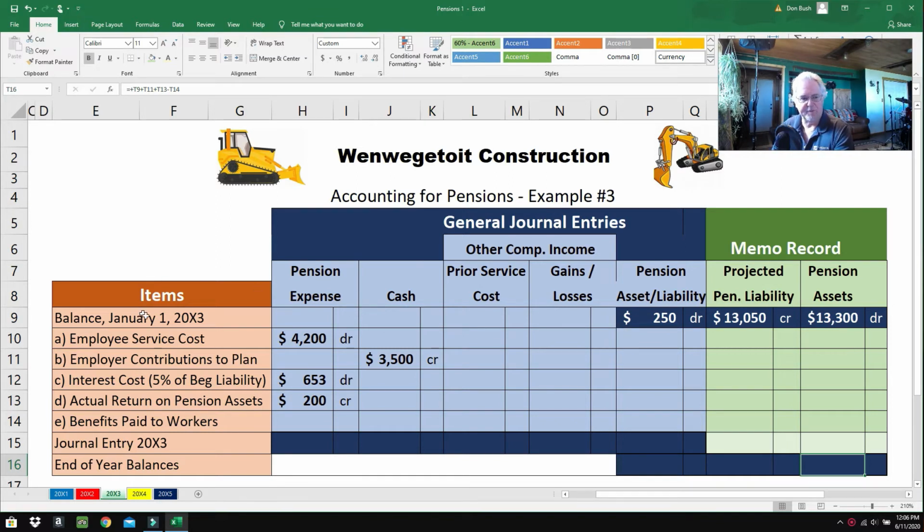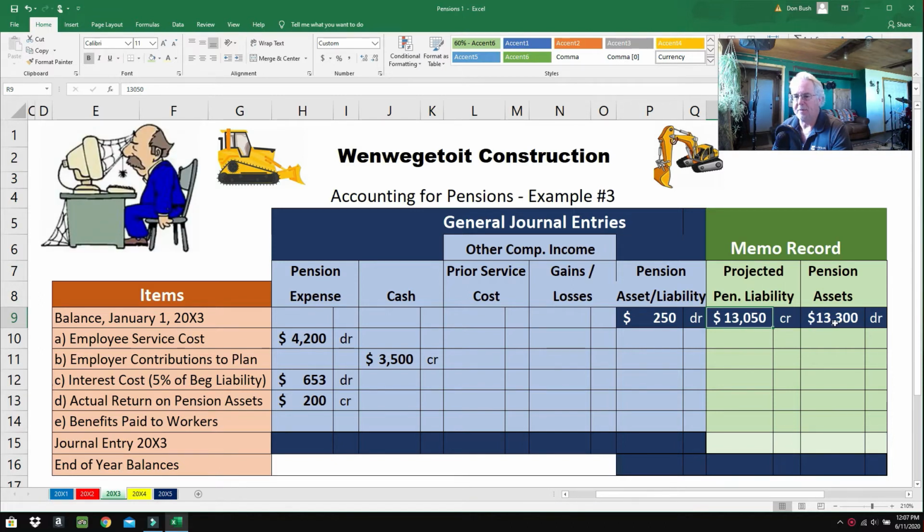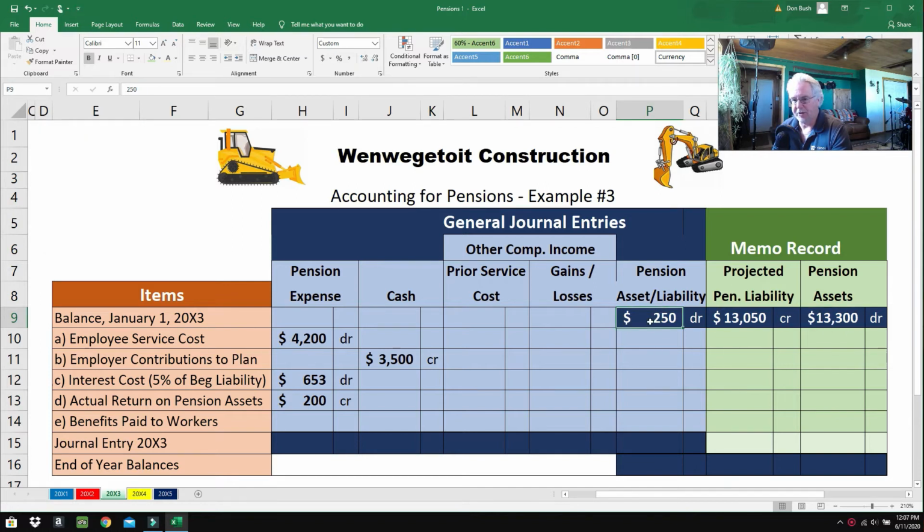Here we go. The balance January 1st, 2003. These numbers right here were the ending balance for 2002, and we just transferred them up here to 2003. Just to repeat, pension assets are valued at $13,300 as a debit. Assets are debits, and the projected pension liability is a credit of $13,050. If you net these two together, you end up with a debit balance of $250, the difference between the debits and the credits, which is placed right over here. So this line is not meant to balance. Debits don't equal credits, but the $250 debit is simply a summary of what's happening in the pension fund.